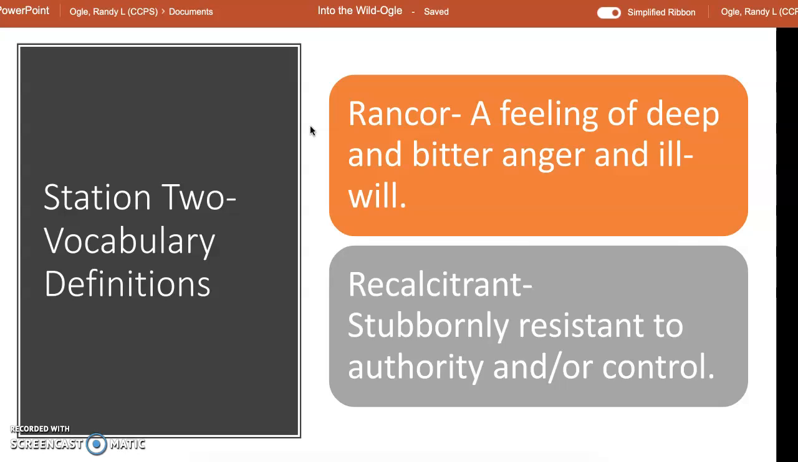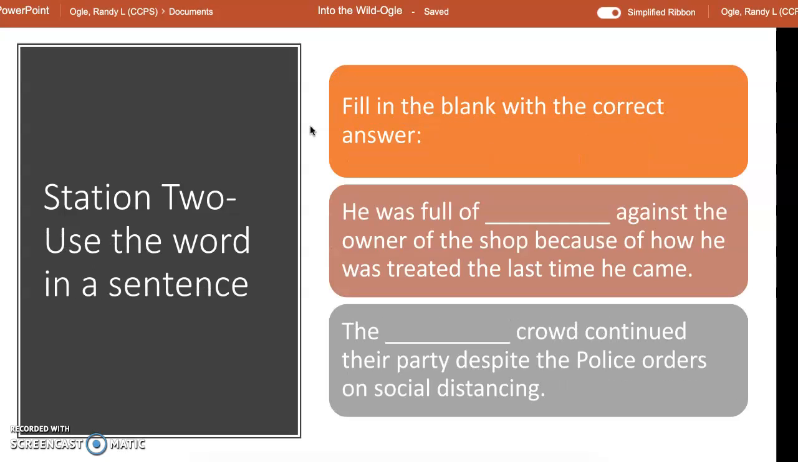The second part is where they fill in the blank. I'm giving them sentences because I want them to understand how these words are used in context. I create the sentences, and they've just got to copy the sentence and put the word in correctly for which one fills into which blank. So, "He was full of blank against the owner of the shop because of how he was treated the last time he came," and "The blank crowd continued their party despite the police orders on social distancing."